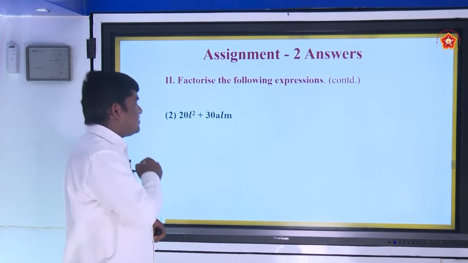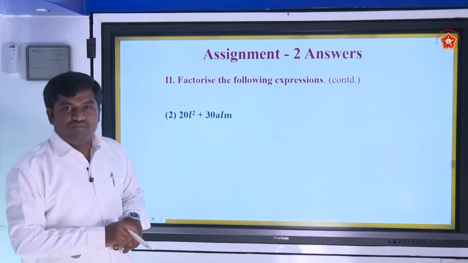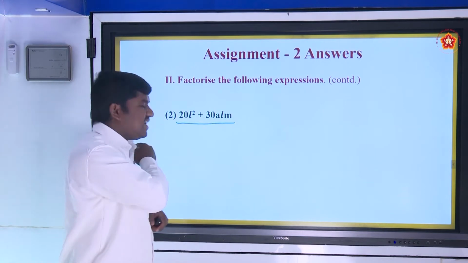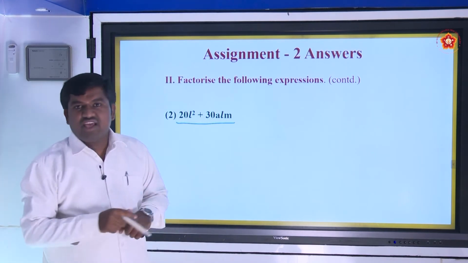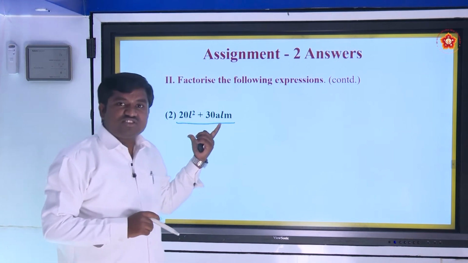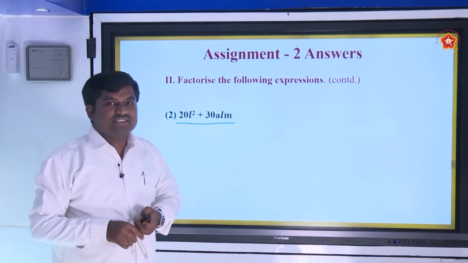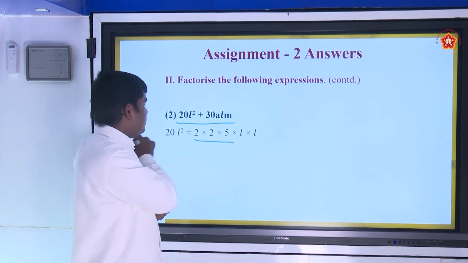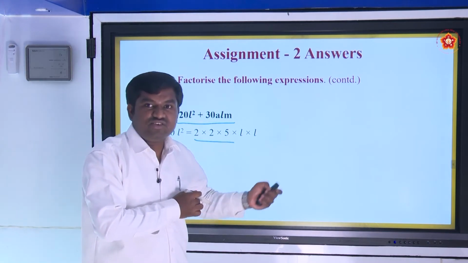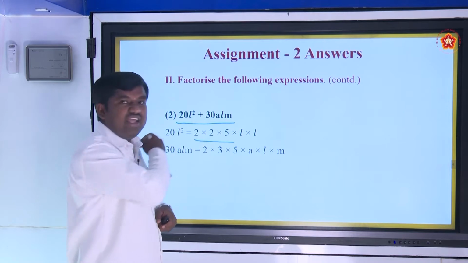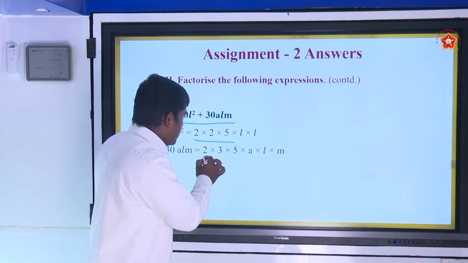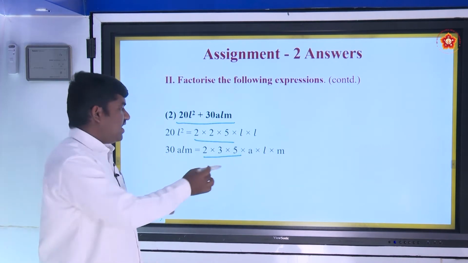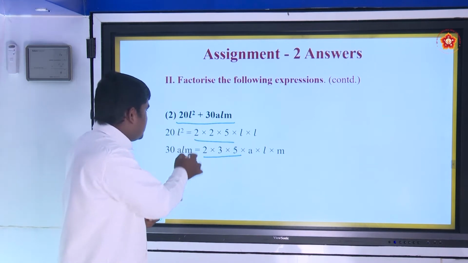Second one, 20l square plus 30alm. Observe here, it's an expression of 2 terms. The first term is 20l square and the second term is 30alm. So we can express these 2 terms as a product of factors. 20 is a composite number, expressed in prime factors, 2 into 2 into 5. L square can be written as L into L. Next, the second one, 30alm. 30 can be written as prime factors 2 into 3 into 5, next into A into L into M. Observe these 2.